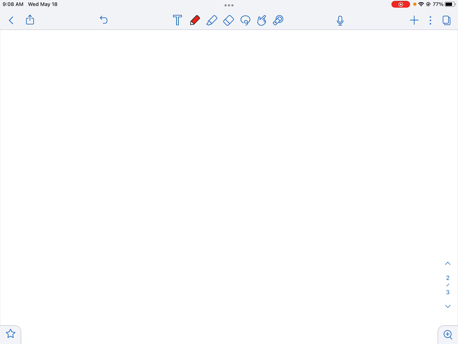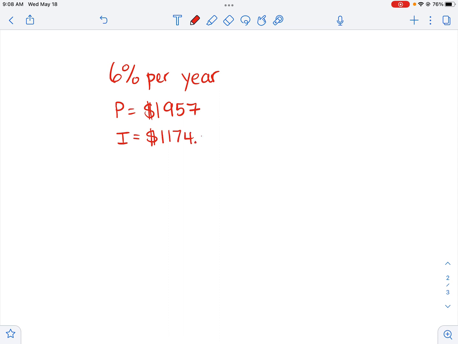So let's say we have an interest rate of 6% per year. Sometimes that's called per annum, if you've ever seen that. And let's say our investment, so our principal amount, is going to be $1,957. And then let's just say that the interest we earn is going to be $1,174.20.